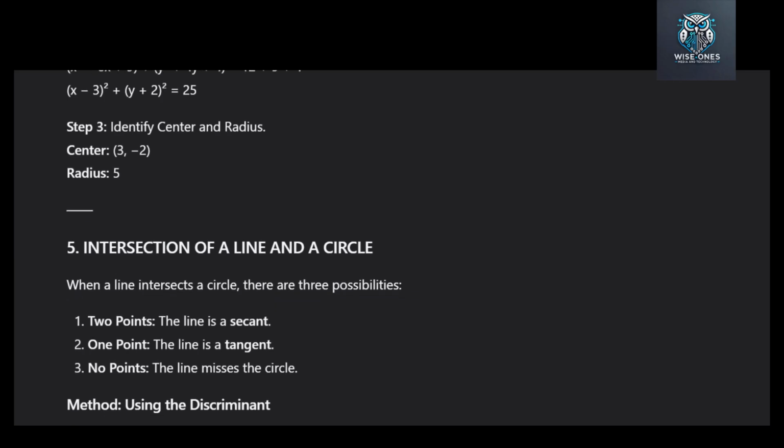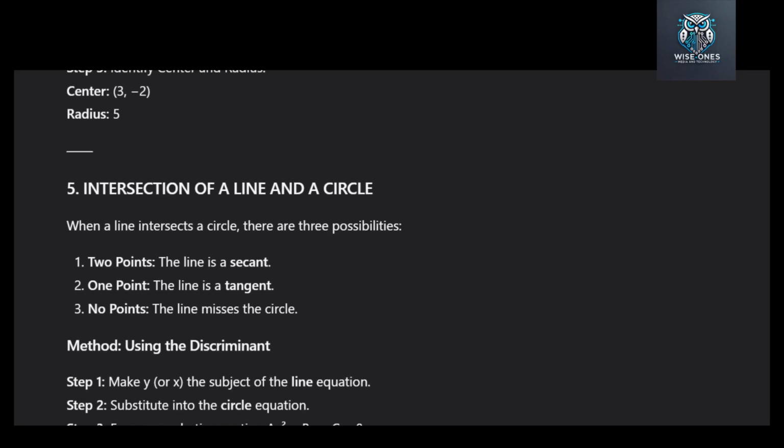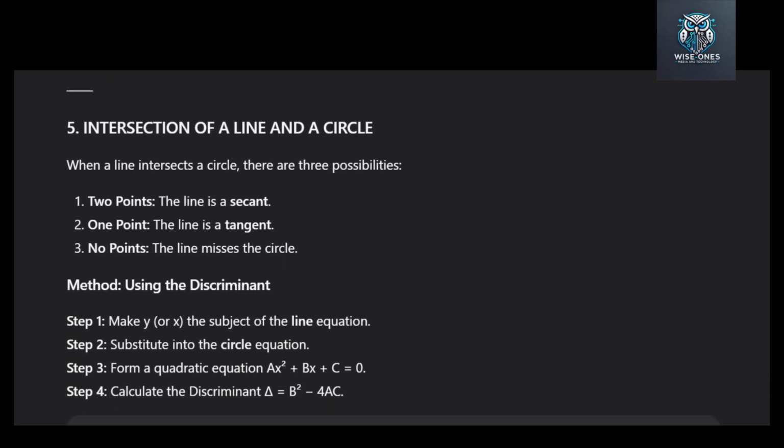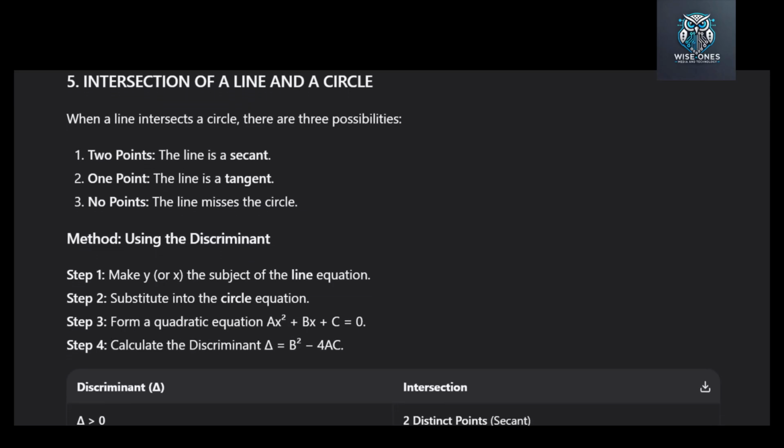Now, let us move to section 5. Intersection of a line and a circle. When a line meets a circle, there are 3 possibilities. Possibility 1, 2 points. The line cuts through the circle. We call this a secant. Possibility 2, 1 point. The line just touches the circle. We call this a tangent. Possibility 3, no points. The line misses the circle completely.